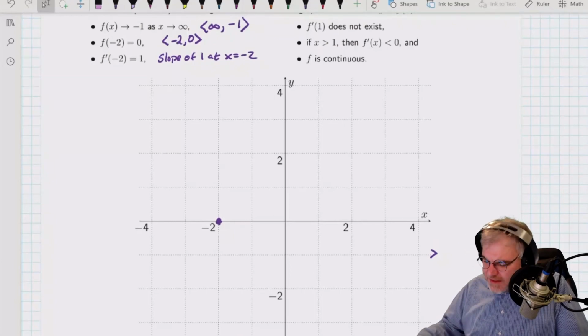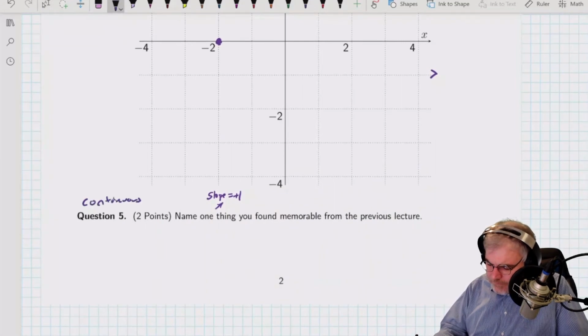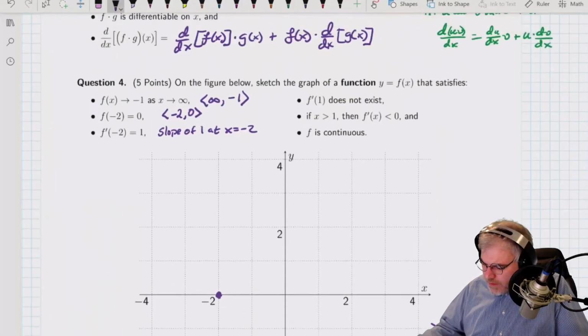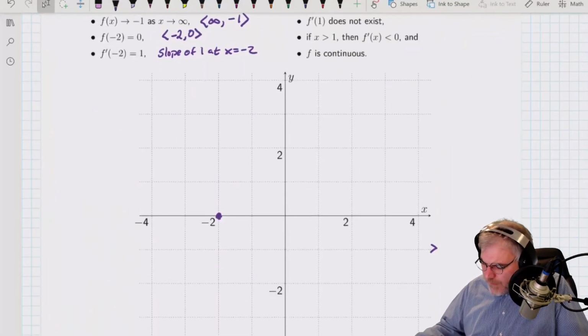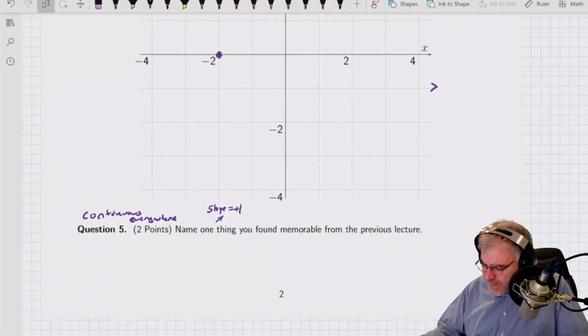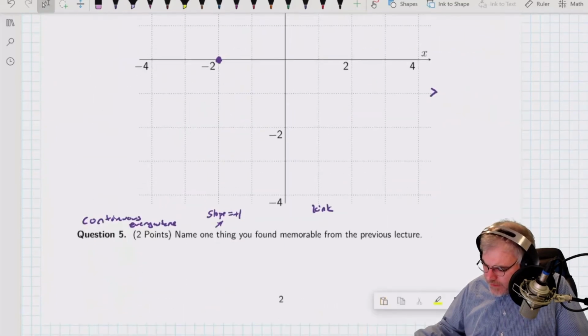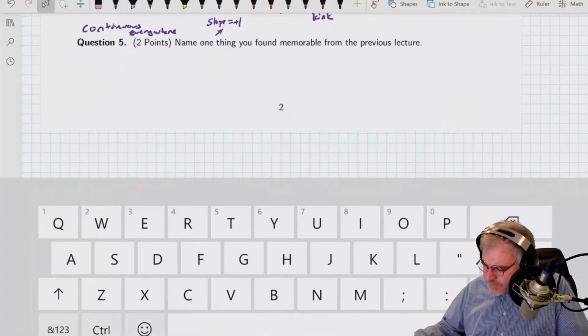All right, I got a continuous everywhere condition. I'll just write that. Let's see. f prime of 1 does not exist. Well, it's continuous, but f prime of 1 doesn't exist. That means there's a kink there.